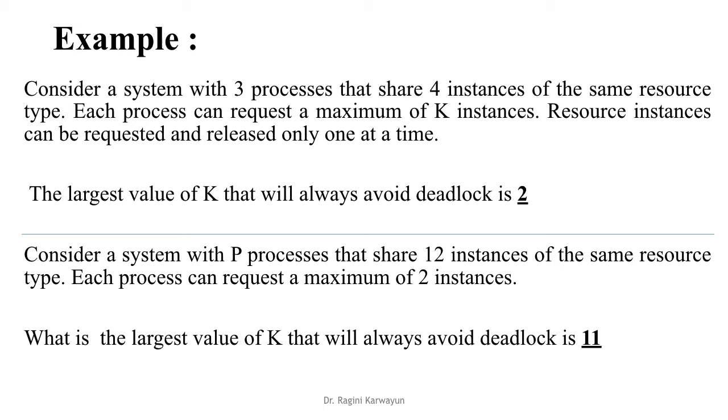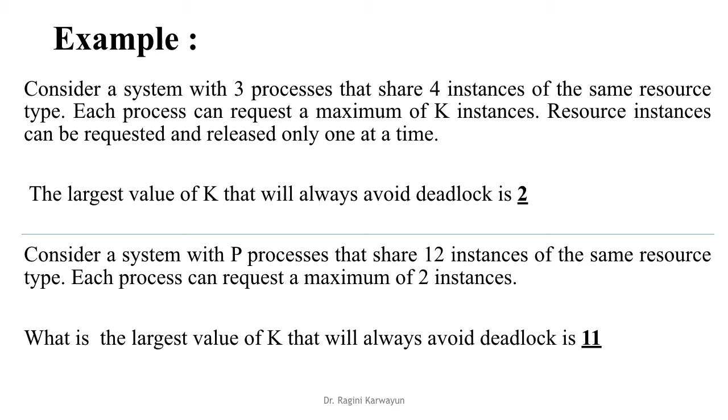So the maximum we have is 4. So what will be the value of k? Because we can allocate 2 to these 3 processes, we will give one to each. So if the maximum request is 2, then only we will be able to satisfy the pending request of all the 3 processes with 4 instances. So the largest value of k that will always avoid deadlock is 2. So we have used theorem 1.